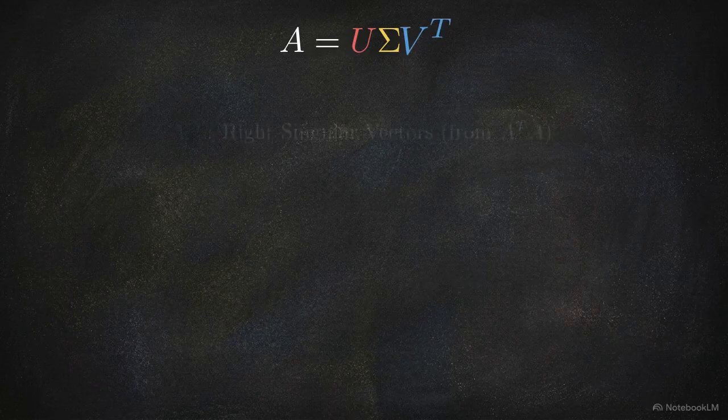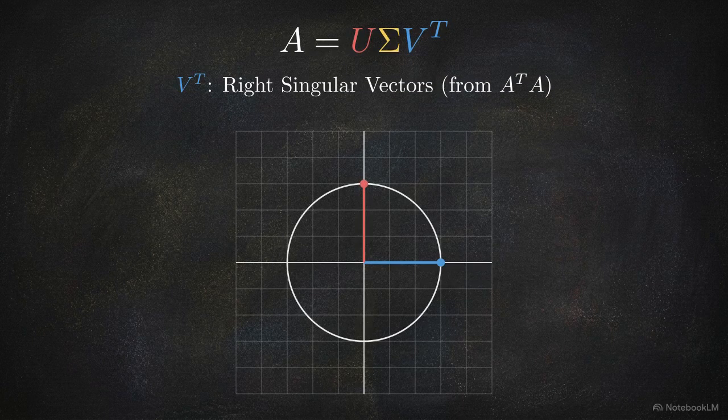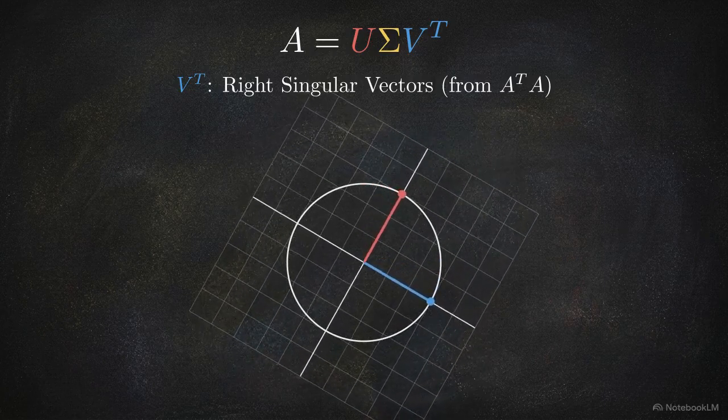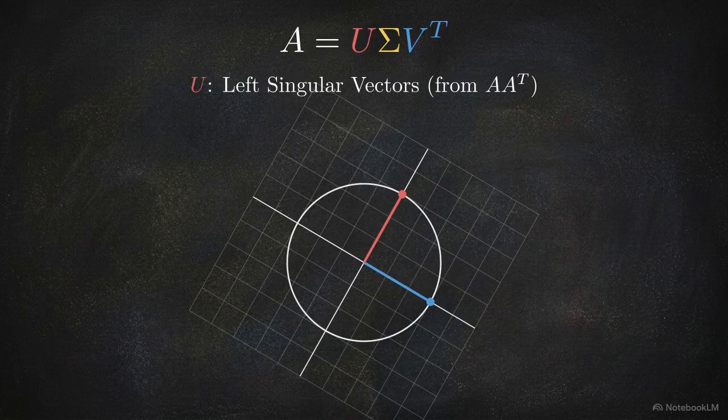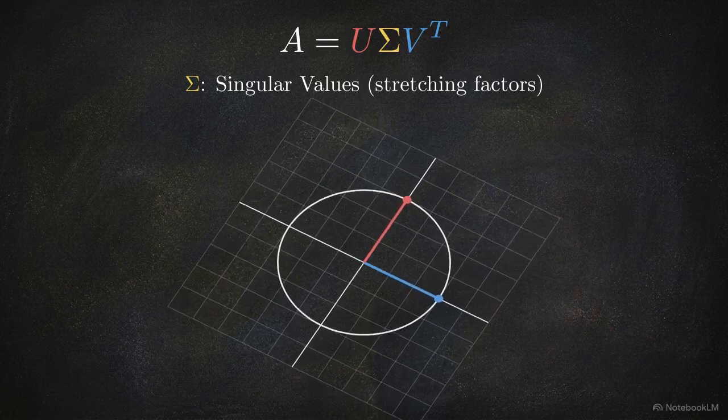An arbitrary matrix A splits into three distinct components: U, sigma, and V transpose. The blue V transpose matrix contains right singular vectors, orthogonal eigenvectors from A transpose A. They represent an initial rotation that aligns the input space. The red U matrix holds our left singular vectors. These are the orthogonal eigenvectors derived from the A times A transpose operation.